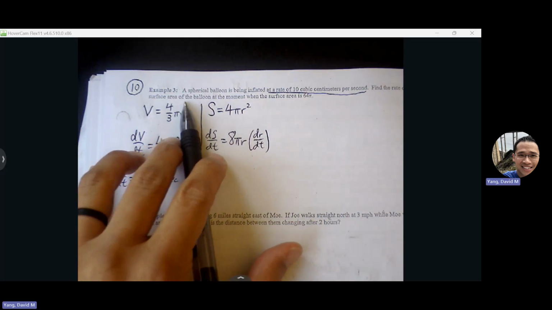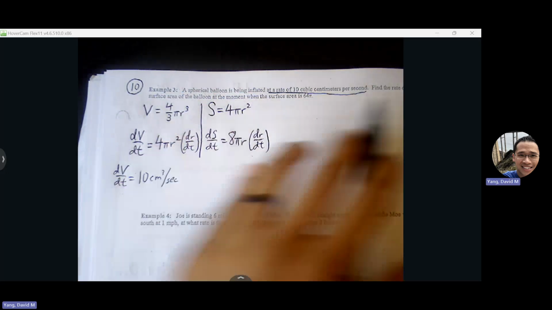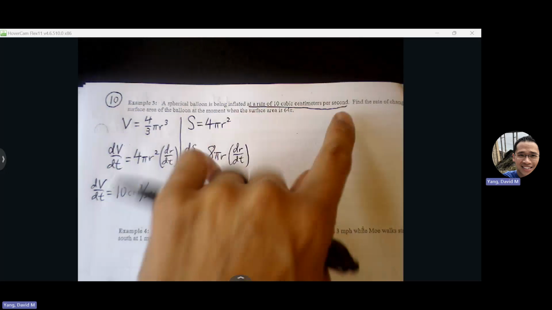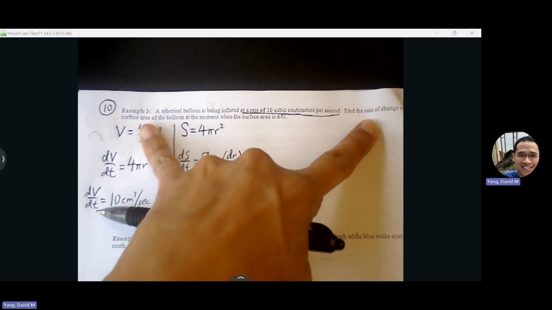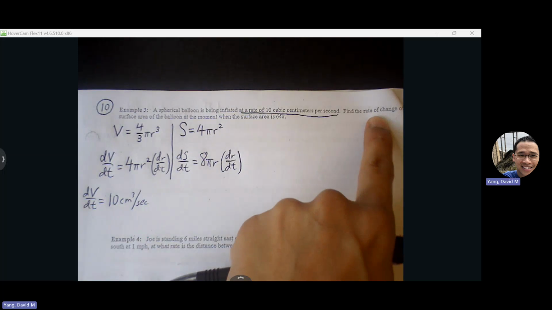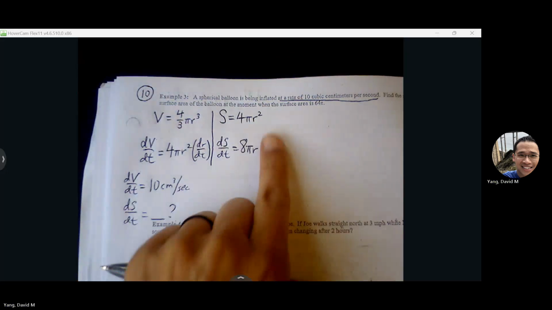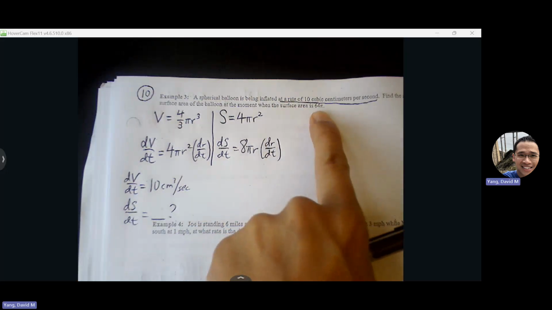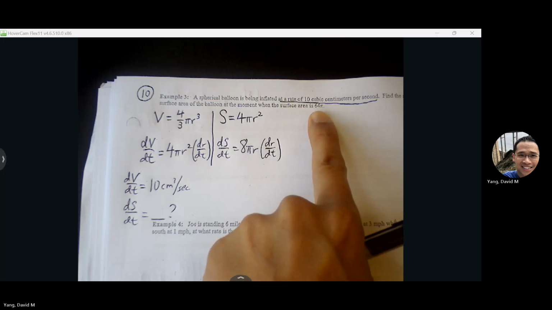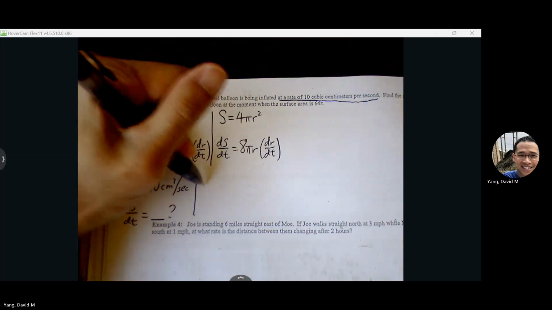Find the rate of change of the surface area of the balloon. What are we looking for? You see surface area, but then you see rate of change, so it has to be a moving component of surface area. So it has to be dS/dt. That's our goal. Our goal is to look for dS/dt when the surface area is 64 pi.